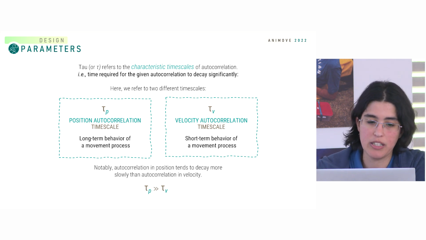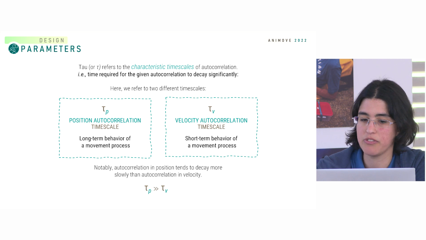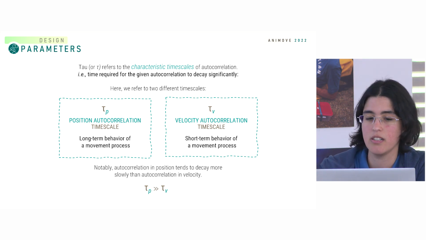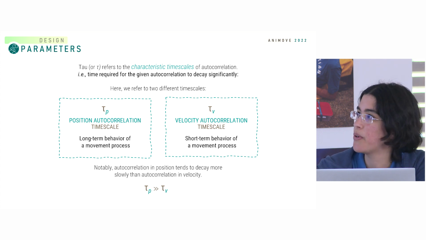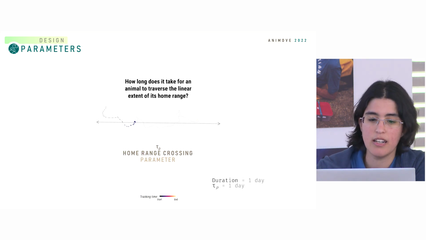This position autocorrelation, the home range crossing time, and the velocity autocorrelation, which is essentially the motion persistence of the movement process, are two parameters that, if we know what they are, or the potential for what they are with our individual, with our species, we can get some information on the effective sample size that we get out of it.